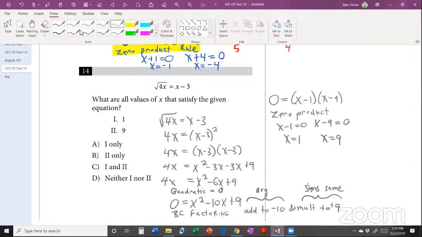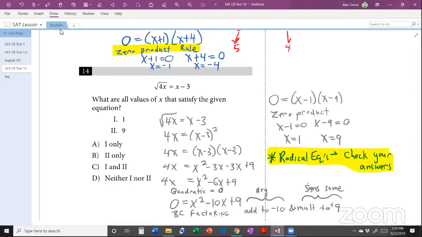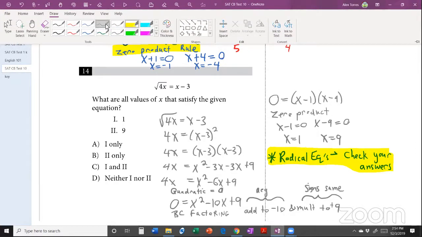Now, super duper important here is that for radical equations, you need to check your answers. You need to plug them back in. A lot of times these are just traps that are set for us to get 1 and 9 as our answers and go ahead and pick choice C. Now choice C might be the right answer, but we don't know until we plug them back in and make sure that they're the right answers.